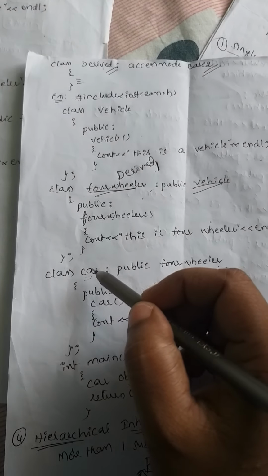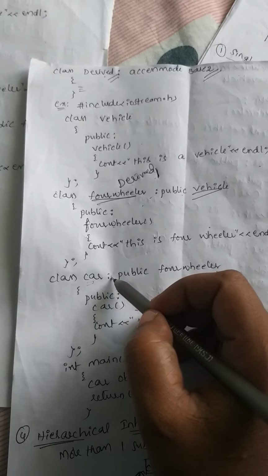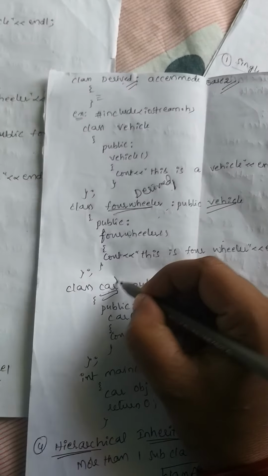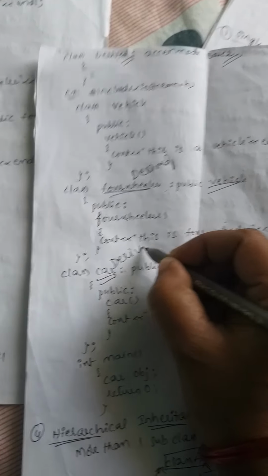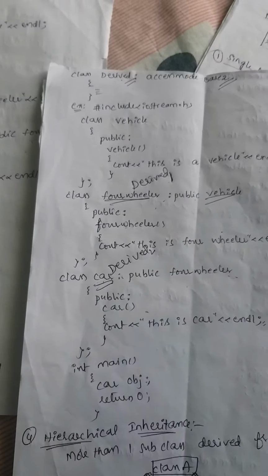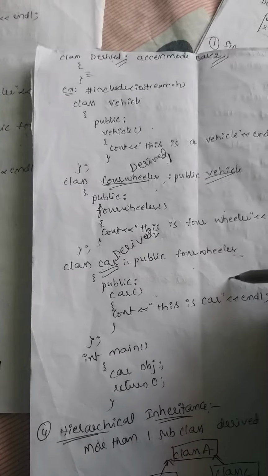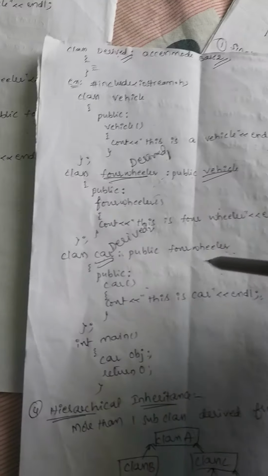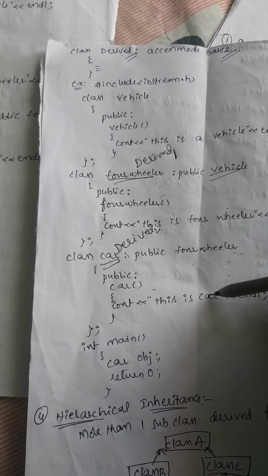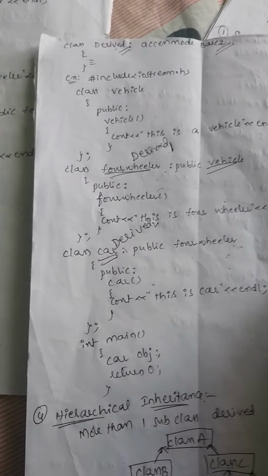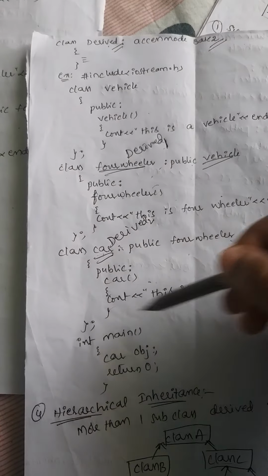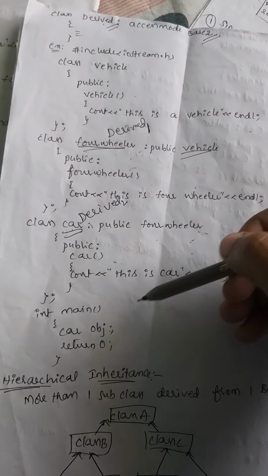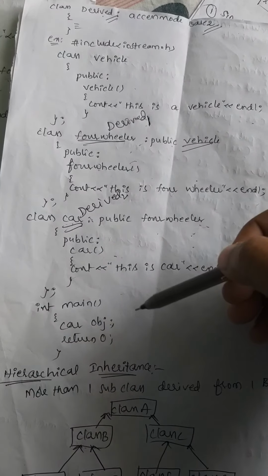Again we are creating one more class. The class name is car. This is derived class two, the second derived class, which is deriving from the four-wheeler derived class one. In this also we are creating one more constructor and printing the corresponding statements. In the main method, in the inheritance concept, we always create the object with the derived classes only.